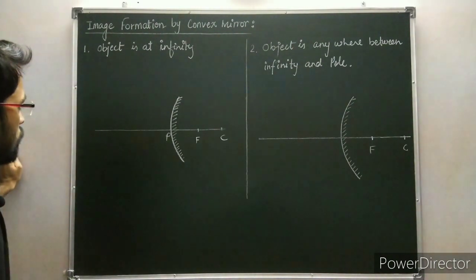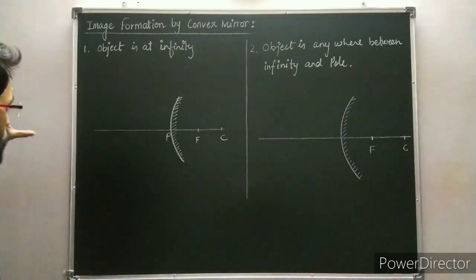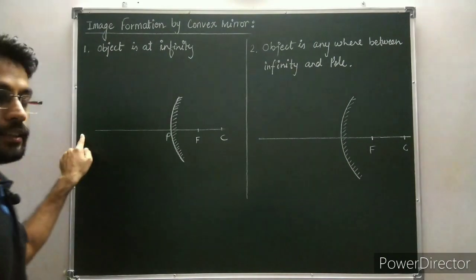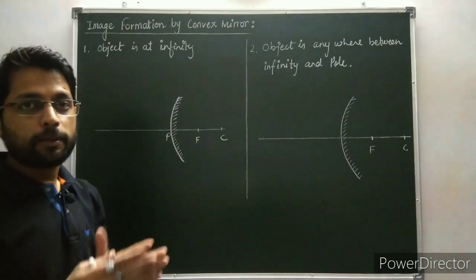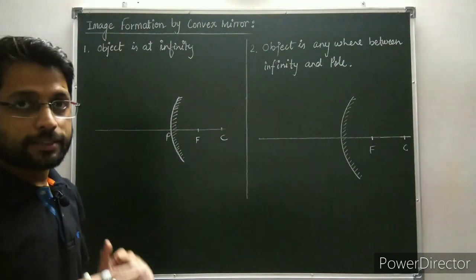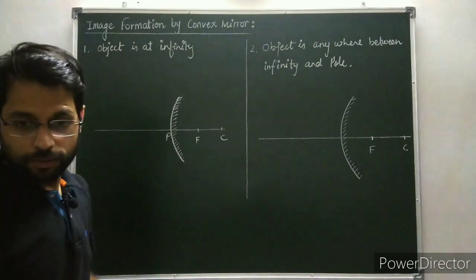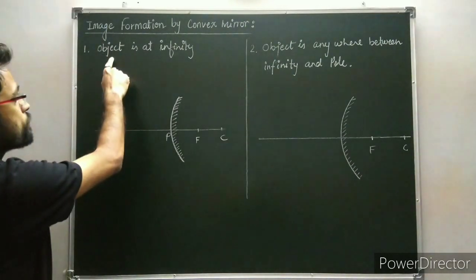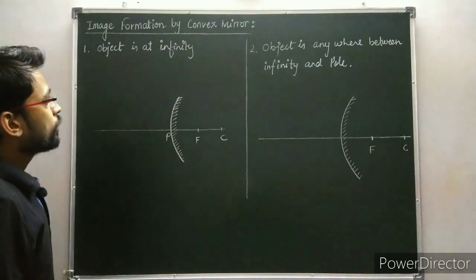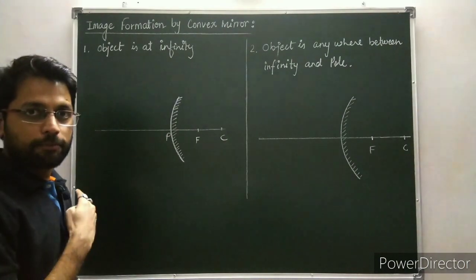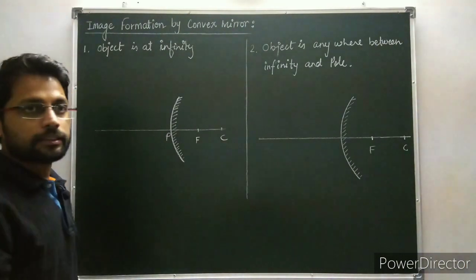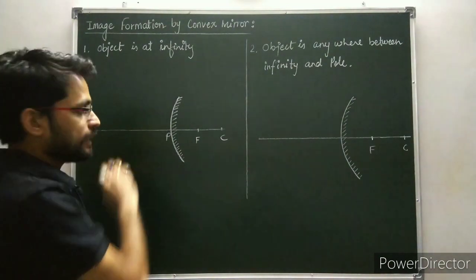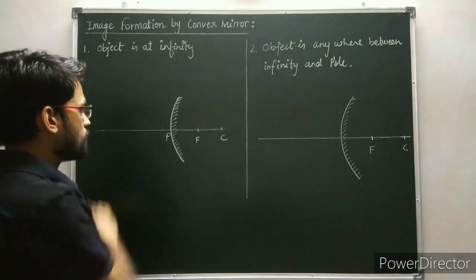Since we know that when the object is at infinity on the principal axis, the incoming rays are parallel to itself as well as parallel to the principal axis. Now come to the first case in which the object is at infinity. When the object is at infinity on the principal axis, the incoming rays are parallel to itself as well as parallel to the principal axis.